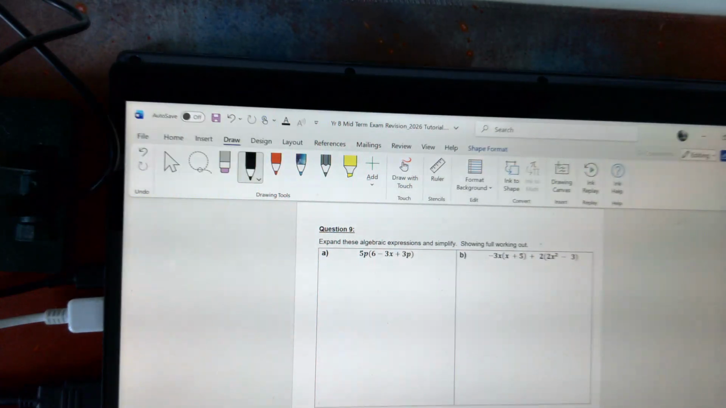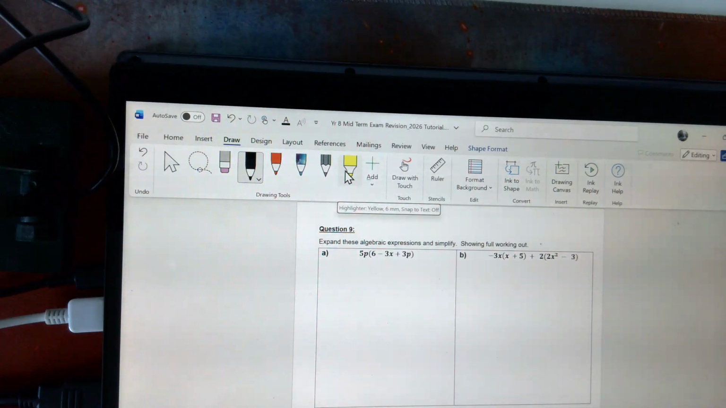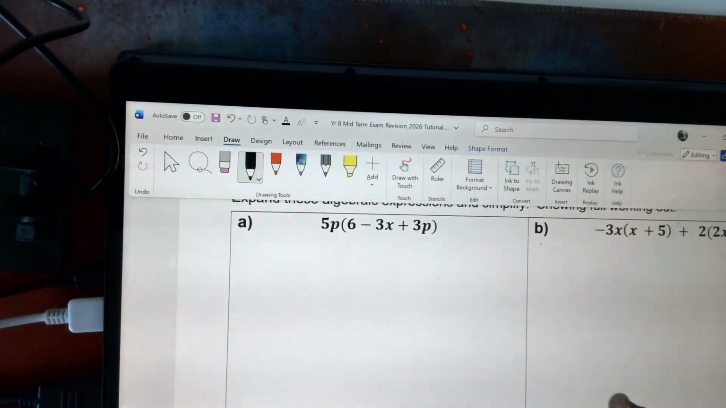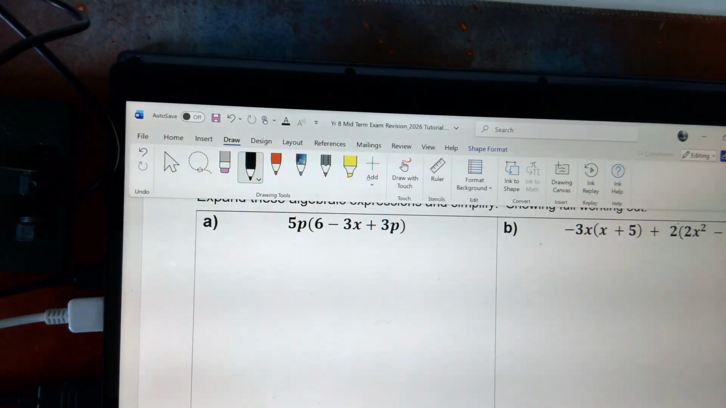Alright, question 9. This is when things start to get a bit more complex. So let's have a look at these. We're going to expand the algebraic expressions and simplify. Again, we've got the distributive law. If I zoom in on that, let's do one at a time.